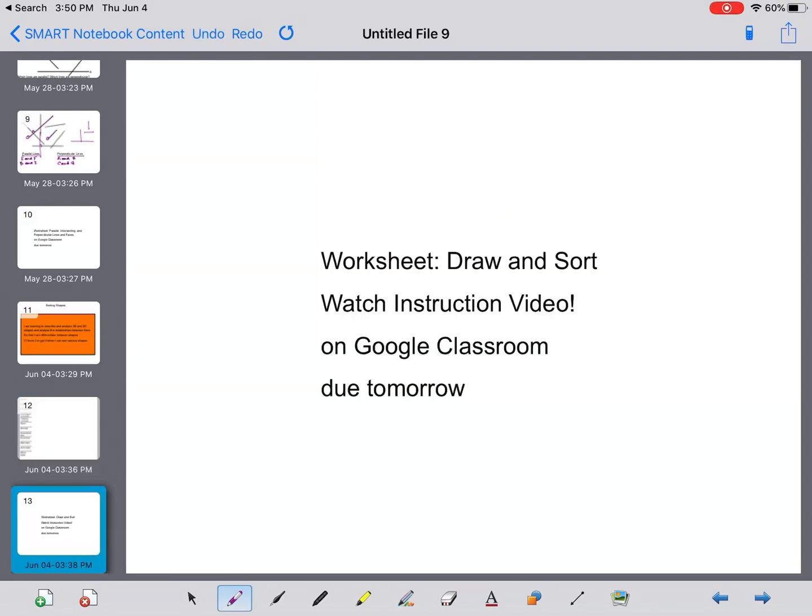So your worksheet's called Draw and Sort. I'm going to make a separate instruction video for the worksheet, for the activity, so look for that. It'll be on Google Classroom, and it is all due tomorrow.